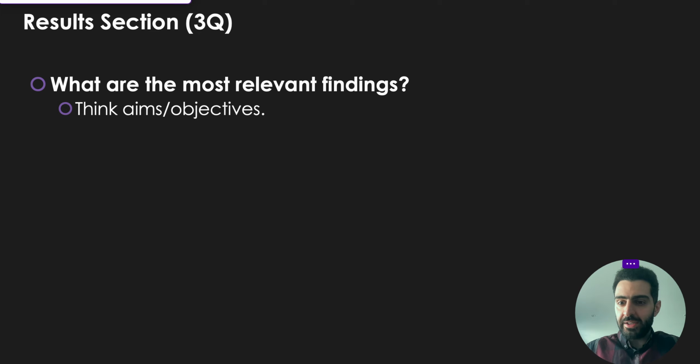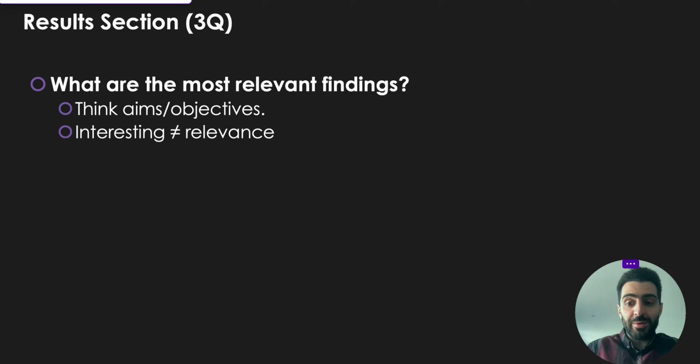So think aims and objectives. Which findings are most relevant or directly answer your aims and objectives? On the contrary, if they're not answering your aims and objectives at all, then they probably shouldn't be there or they shouldn't get that much attention. An interesting finding does not necessarily equal a relevant finding, and a lot of people, including myself, are guilty of this sometimes. You might have a few findings that are interesting for you personally, but they're not that relevant in terms of directly answering your research aims or questions. So always have that in mind.